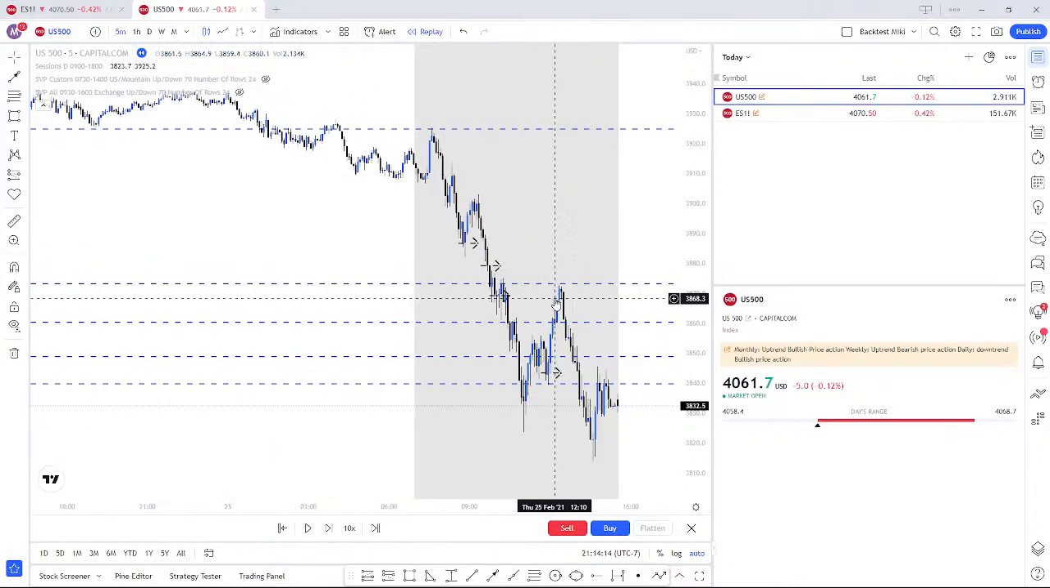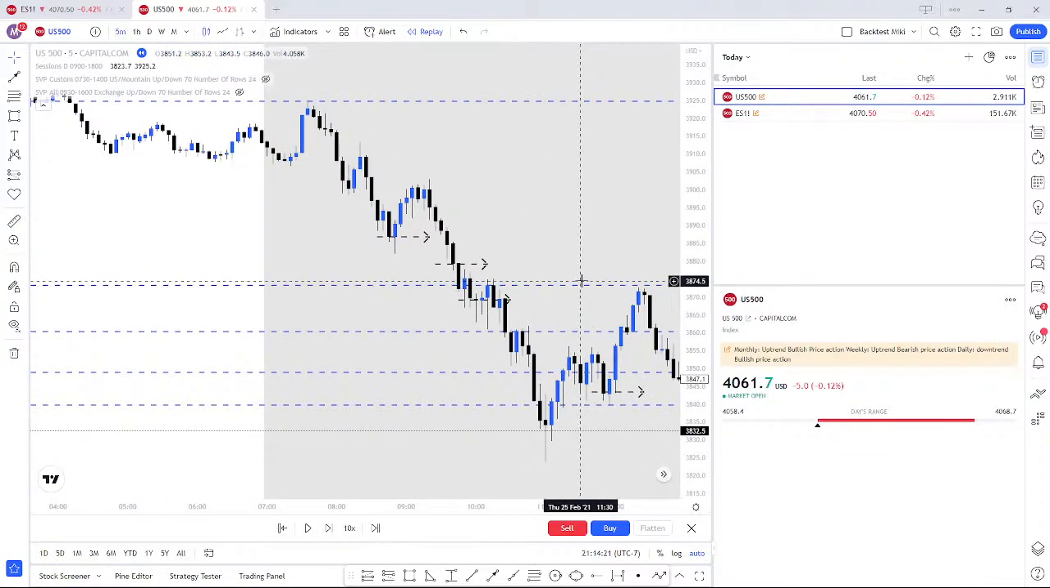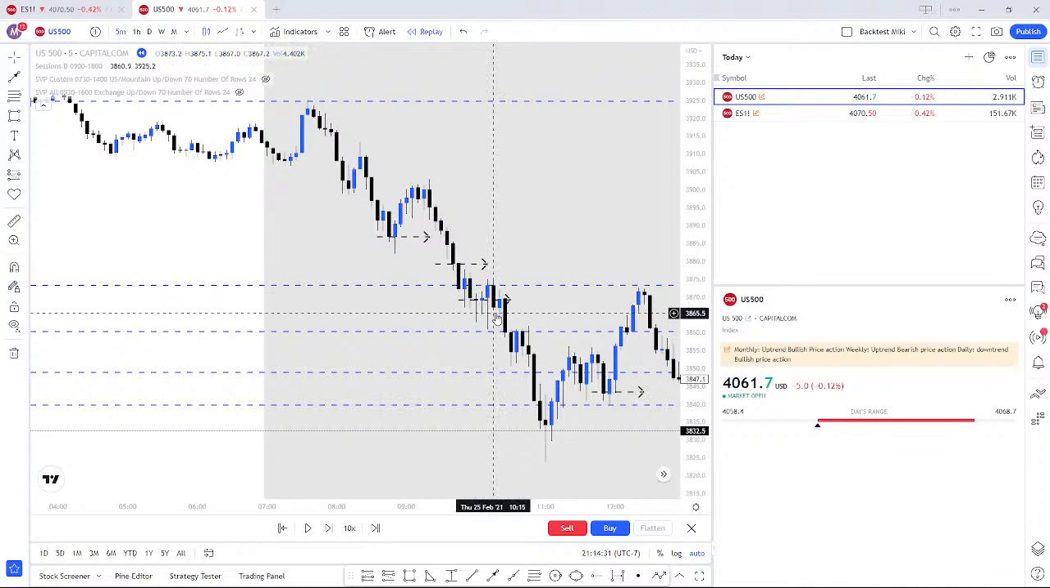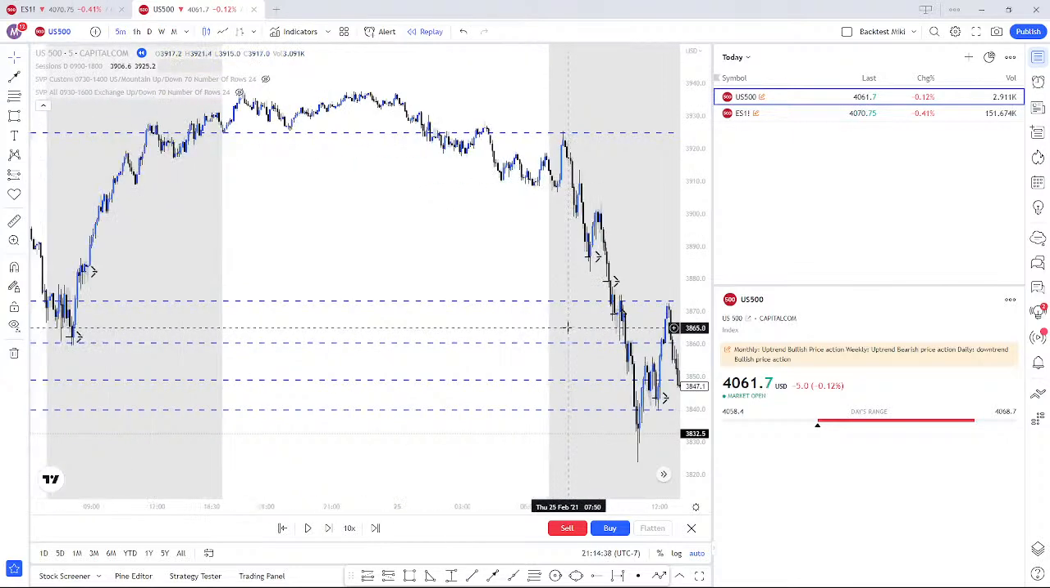Price came, rejected here, pushed back up, and then on the way down didn't give any rejection. There was no real volume. That was more like a bearish entry on this blue candle. But bearish entry from where? What are you trying to do here, buddy?